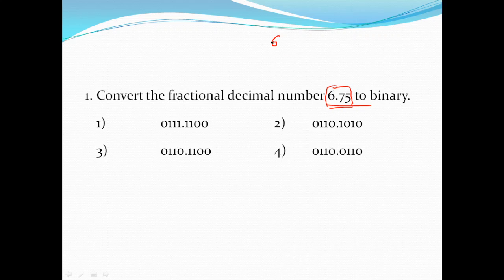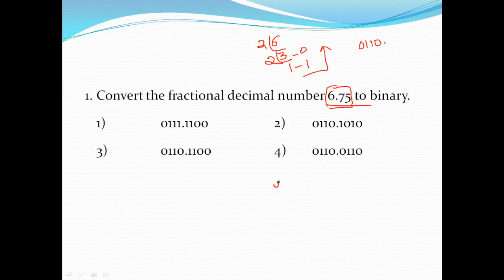The non-fractional part is converted into binary by repeatedly dividing by 2, right? So 2 3s are 6, remainder 0, 2 1s are 2, remainder is 1. So the output is 110, right? So 110 is the part before the fractional part. We can append 0 here to get 4 digits, right?